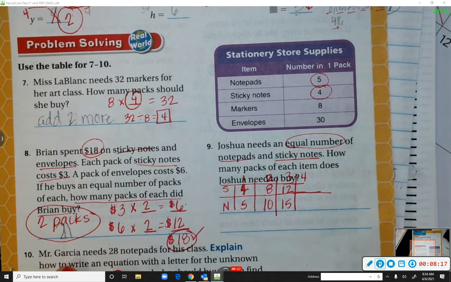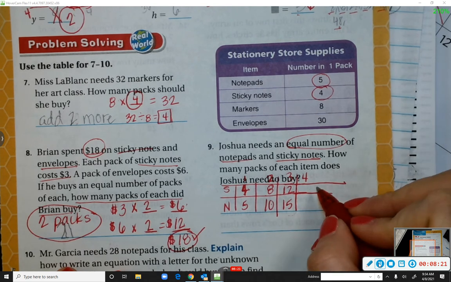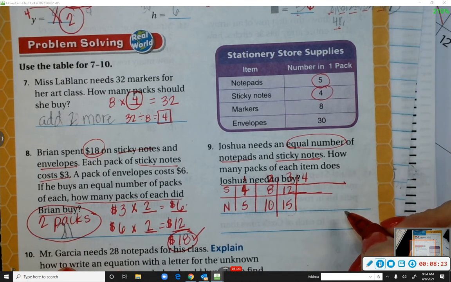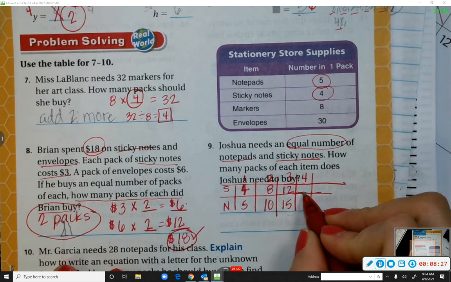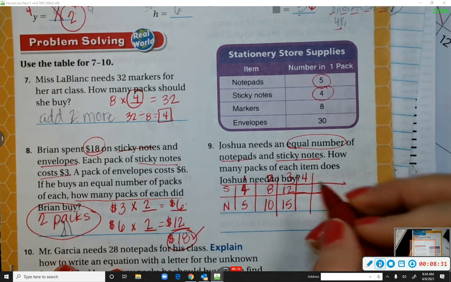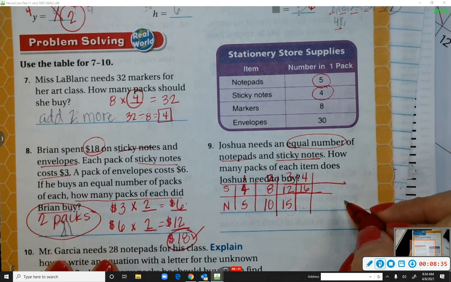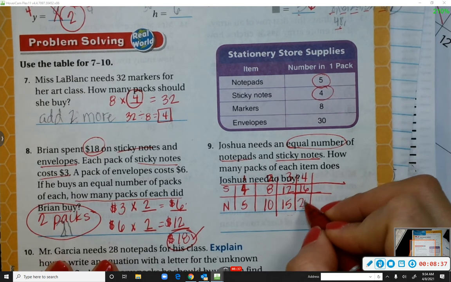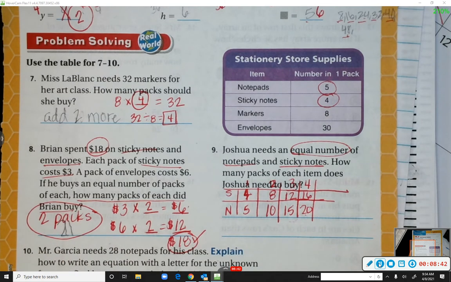No. Okay, so we got to keep going. So 4 sticky notes would equal how much? 4 packs. What would the next number be? Right here. Just call it out. 16. Good. 4 packs of notepads would be how much? 20. Do we see any numbers that are the same yet? No, so we've got to keep buying more until something is equal.